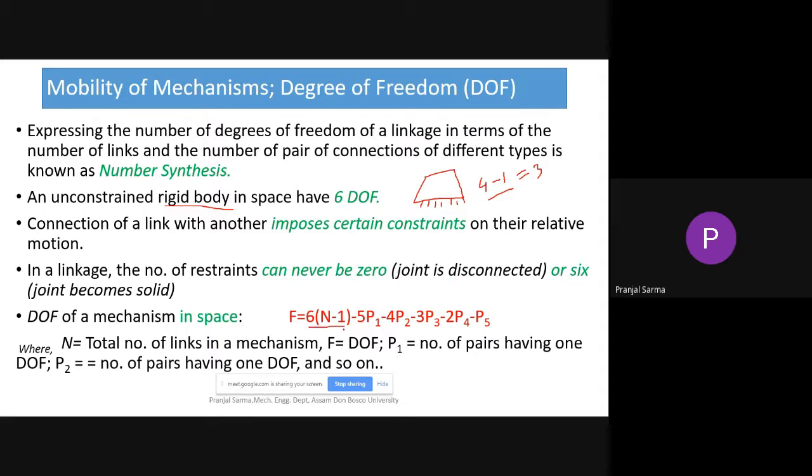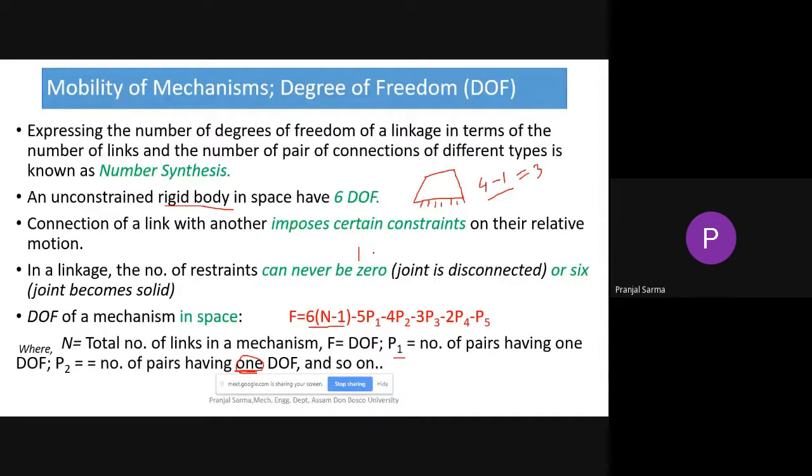Next, let's consider we have got different pairs, where p suffix 1 is the number of pairs having 1 degree of freedom, p suffix 2 the number of pairs having 2 degrees of freedom, and like that. Okay, this should be 2, not 1, the second one should be 2. So they are also going to impose certain restrictions. So for that we have to eliminate them also. If it is the number of pairs having 1 degree of freedom, how many degrees of freedom are restricted? 1 degree of freedom it has got.